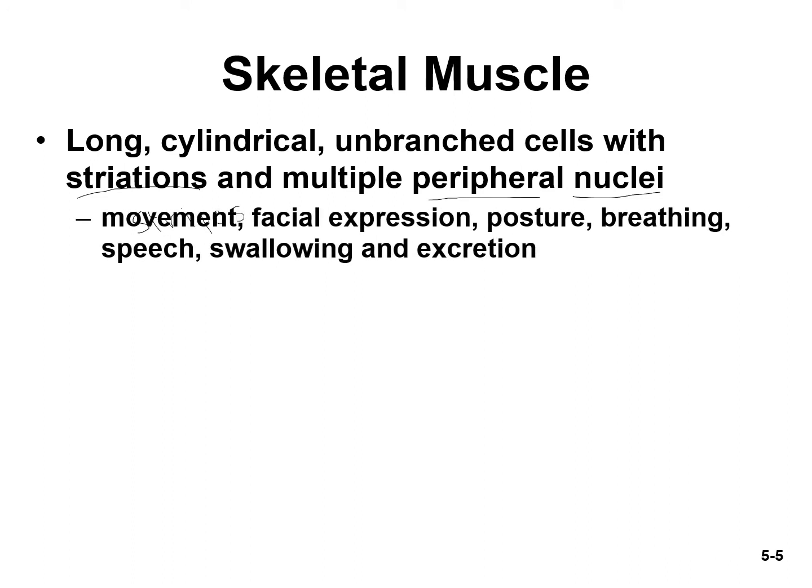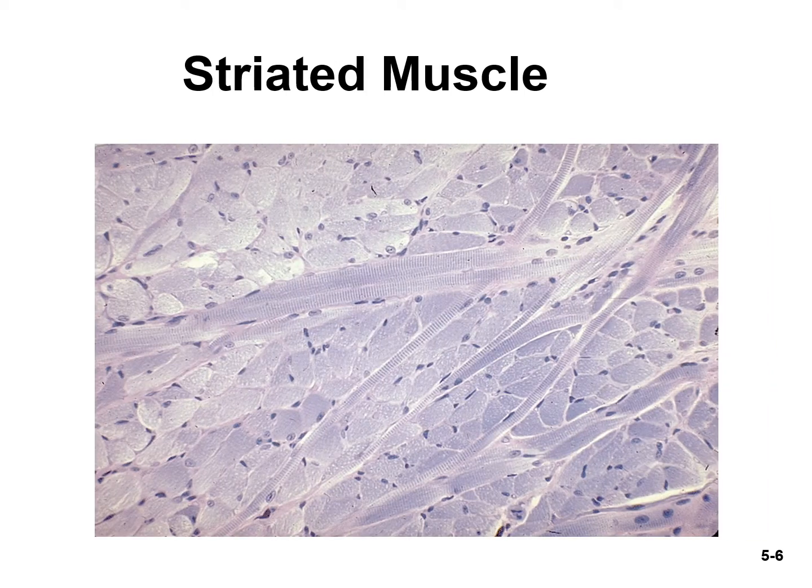So skeletal muscle is for movement, facial expression, posture, breathing, speech, swallowing, and excretion. And here's some examples of skeletal muscle. Right here we have a muscle fiber. Because individual muscle cells are so long, they're basically as long as the muscle that they are a part of. They're also known as muscle fibers. So a muscle cell, you'll see this when we get to muscle tissue physiology, is also known as a muscle fiber.